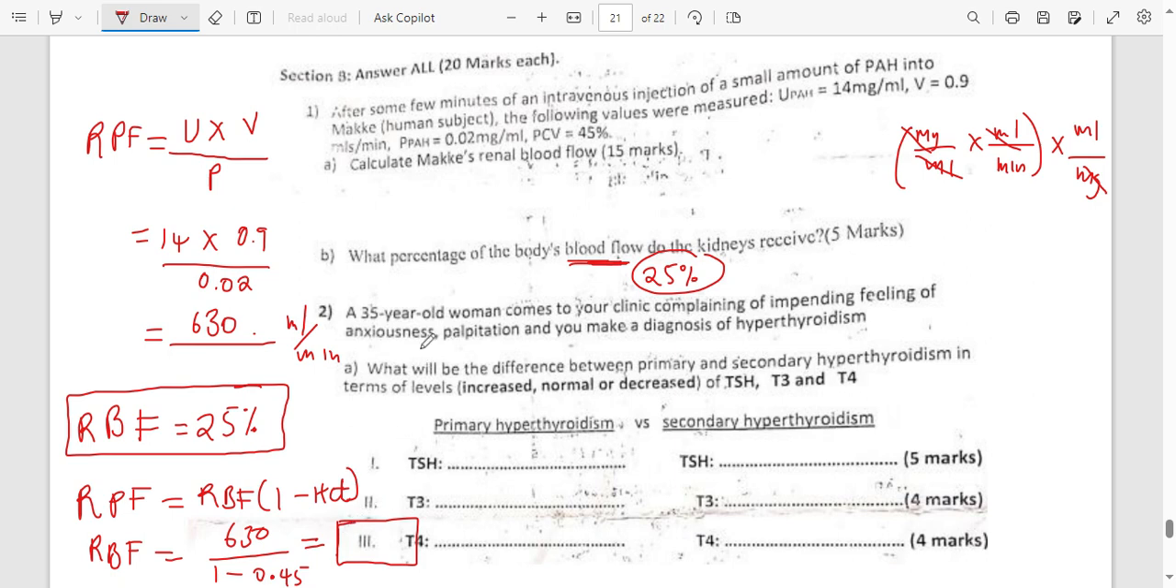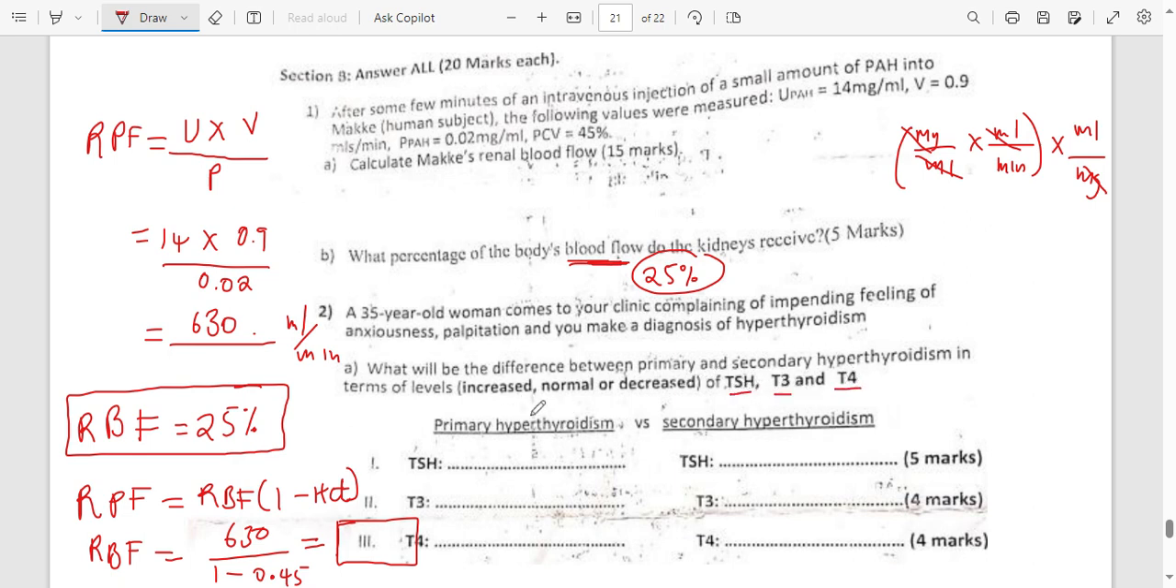A 35-year-old woman comes to your clinic complaining of an impending feeling of anxiousness and palpitations, and you make a diagnosis of hyperthyroidism. What will be the difference between primary and secondary hyperthyroidism in terms of increase, normal, or decrease? We're talking about thyroid stimulating hormone, T3 and T4.